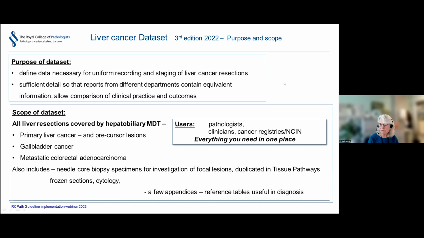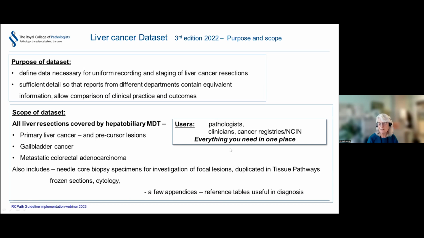There are about 23 liver cancer centres in the UK handling resection specimens, which is the main purpose of this document. But in addition to all of the primary liver cancers, we also include a section on metastatic colorectal adenocarcinoma, and also a substantial section on reporting needle biopsy specimens, and that's copied into the tissue pathways document.